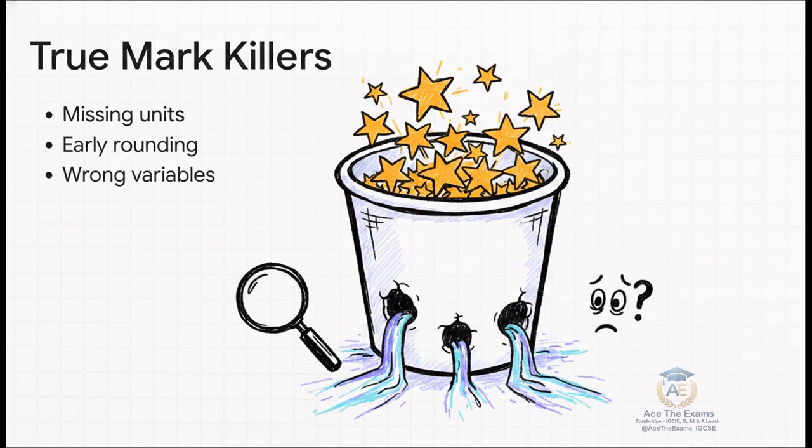If you picked B or C, you're definitely on the right track, but the truth is actually far more brutal. The true mark killers across the board are missing units, rounding too early, giving vague explanations, substituting the totally wrong variables into your equations, and this is a big one, writing conclusions that just aren't supported by the data you calculated. These are basically invisible leaks that are sinking your grade even if you perfectly know the physics.